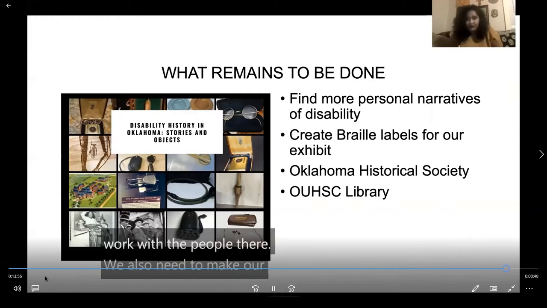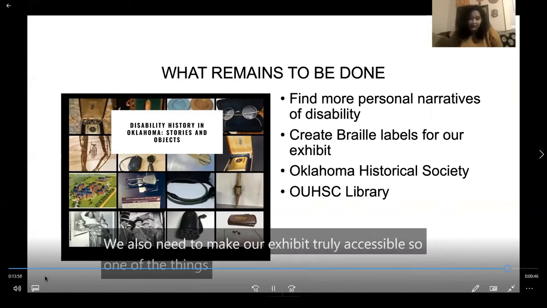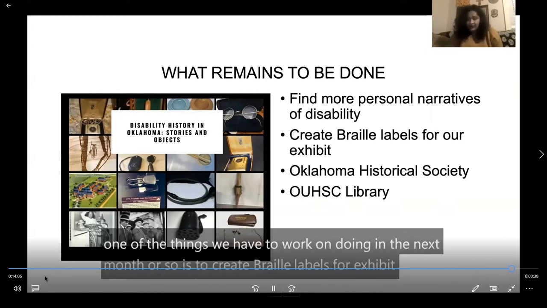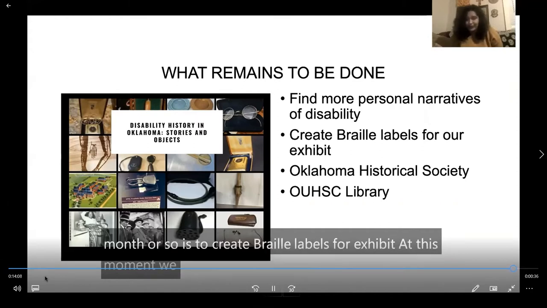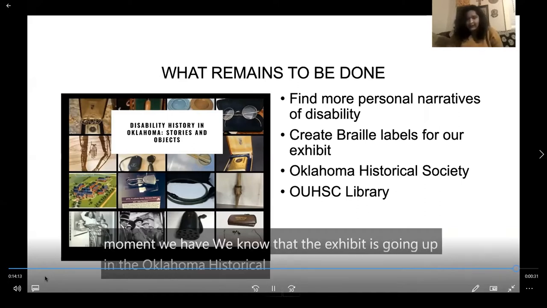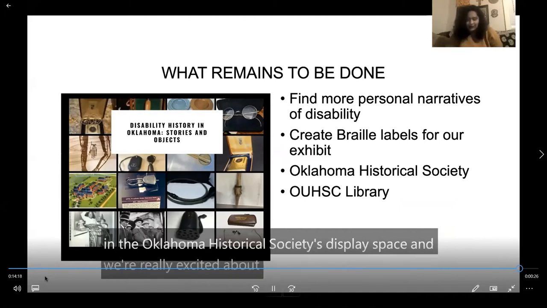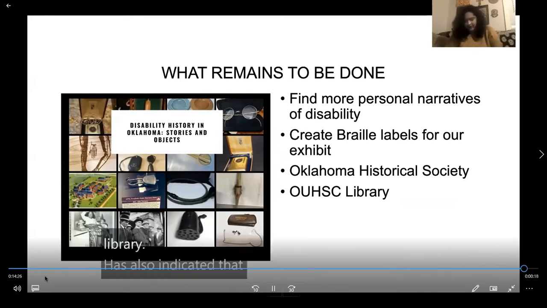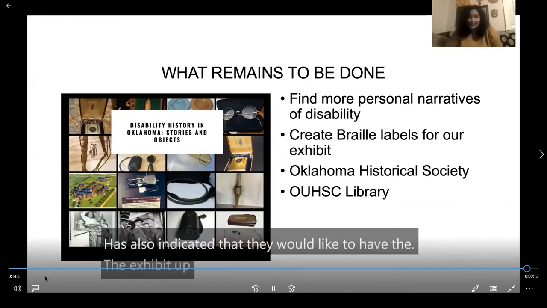We also need to make our exhibit truly accessible. So one of the things we have to work on in the next month or so is to create Braille labels for our exhibit. At this moment, we know that the exhibit is going up in the Oklahoma Historical Society's display space, and we're really excited about that. But the Health Sciences Library has also indicated that they would like to have the exhibit up there, which would be great.